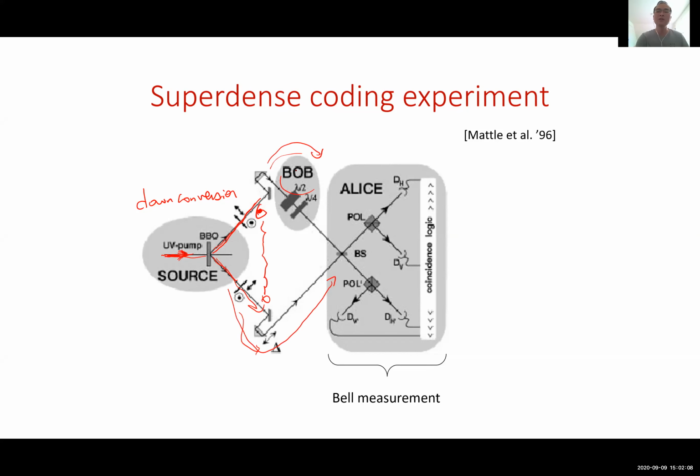In this experiment, Bob was the person who performed the rotation that encodes the message. And then he forwarded this to Alice. So Alice now has in her possession both particles. She can perform the Bell measurement. And this is verified experimentally.